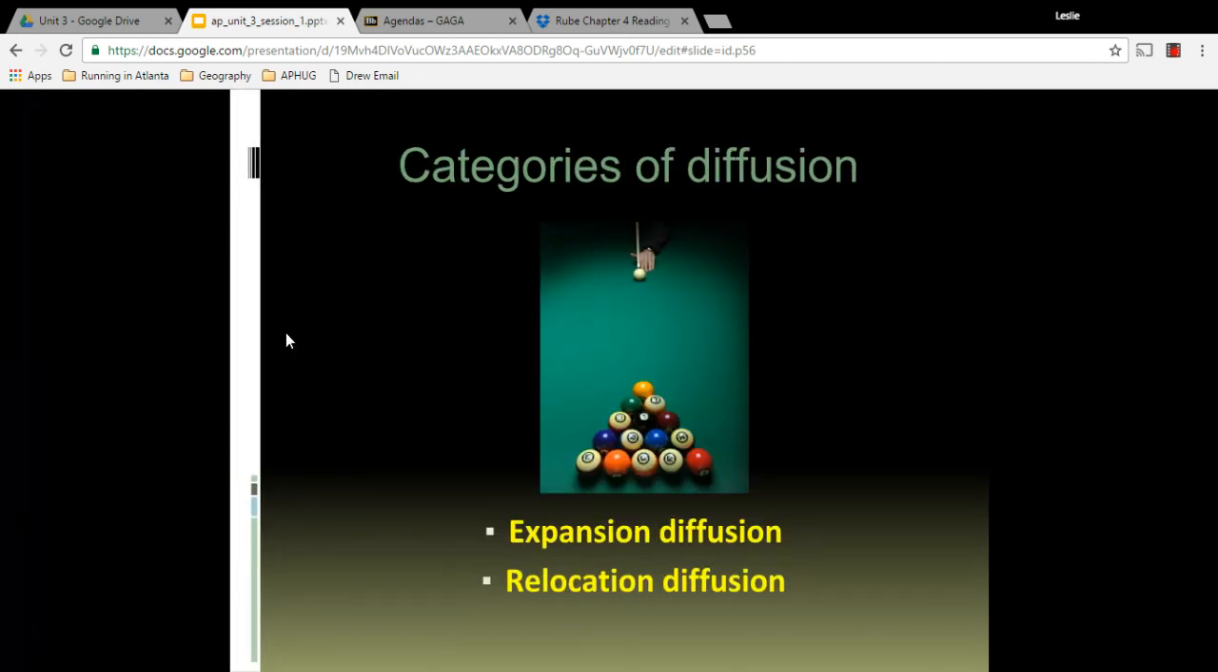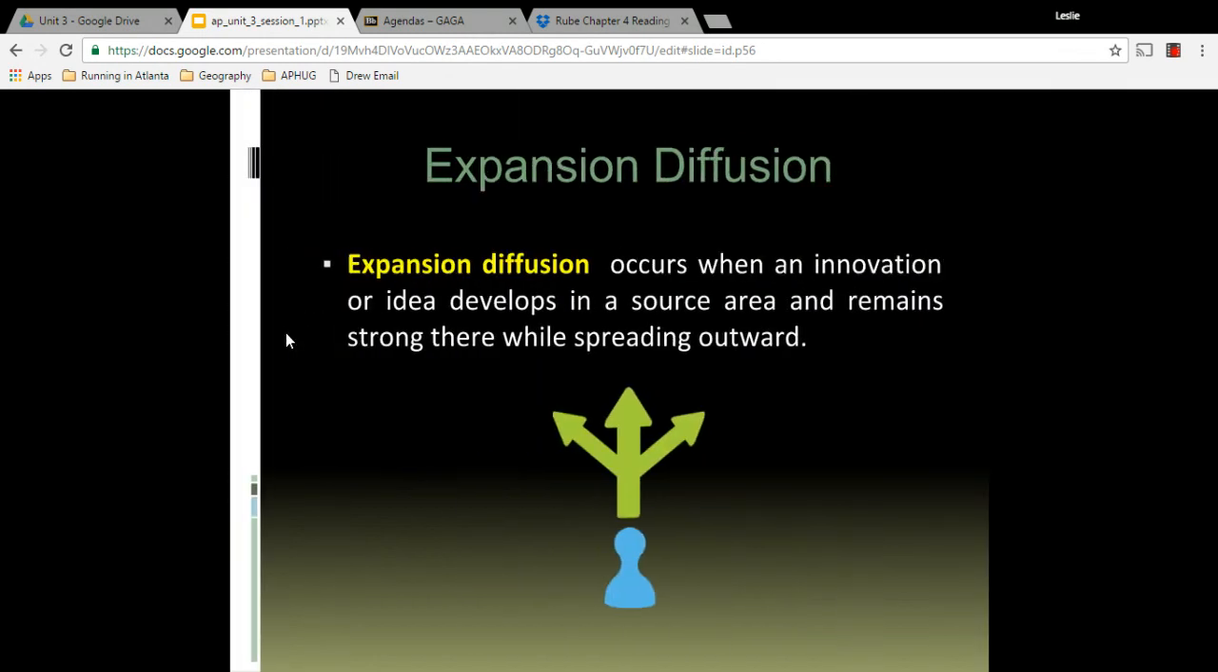All right, so we're going to go back over some of the categories of diffusion. If you'll remember, we have expansion diffusion and relocation diffusion, and then under expansion diffusion, we have contagious and hierarchical. That should hopefully ring a bell. All right, expansion diffusion occurs when an innovation or idea develops in a source area or a hearth and remains strong there while spreading outward.